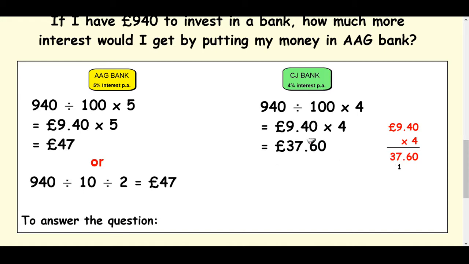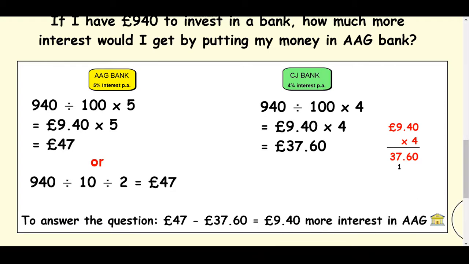Now don't forget to answer the actual question. The question said, how much more would I get by putting my money in this bank? Well, to answer the question, you do a wee takeaway at the end, don't you? £47, take away £37.60, that's £9.40 more.